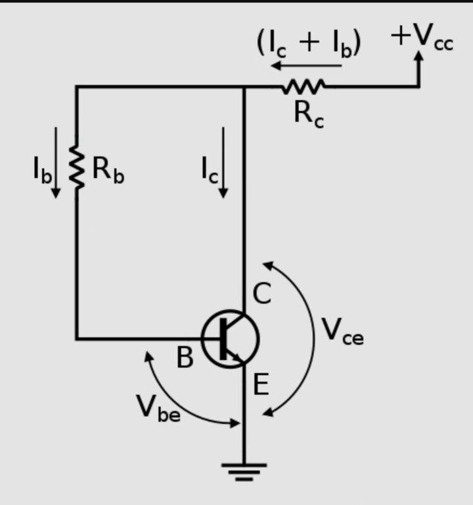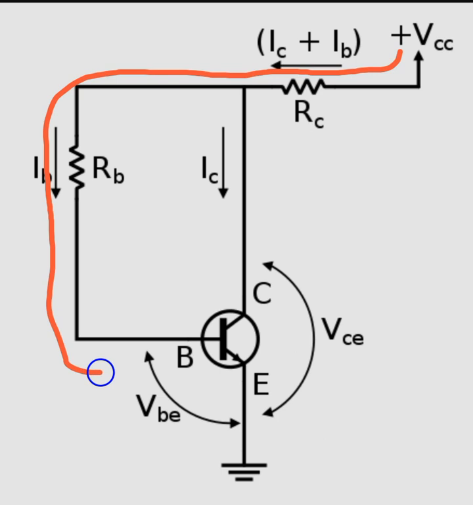Now we apply KVL to the circuit. So we say that VCC minus the voltage drop across RC minus the voltage drop across RB minus the voltage drop VBE equals 0. So with this Kirchhoff voltage law, we can know the values of the currents and voltages in this loop of the circuit.